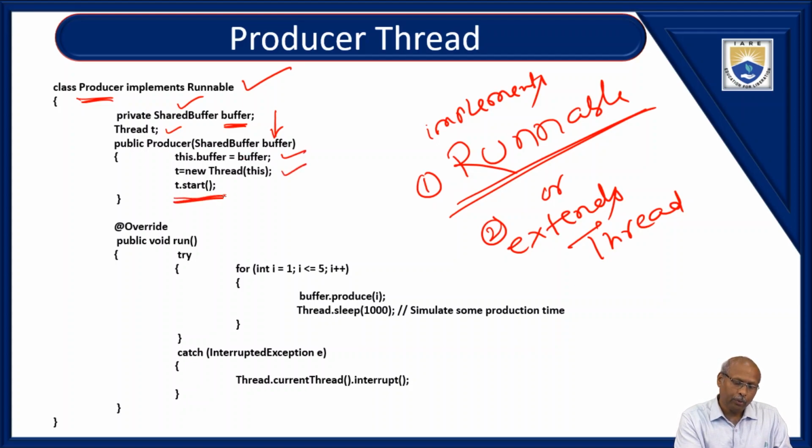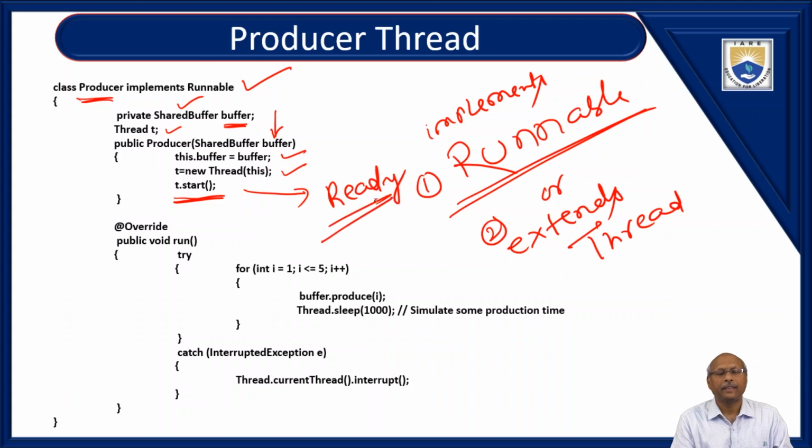Then T dot start. Once you say start, it is ready to run. Now it will go to the ready state. After that, this ready state is linked with one method called the run method. Here you write the logic.